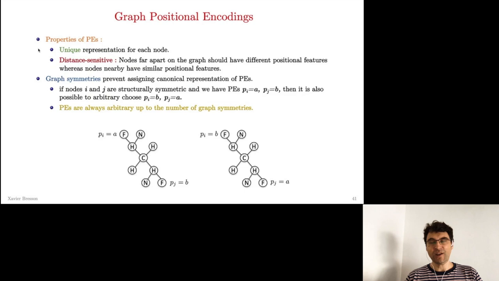So let's say I come back to my molecular graph here. This fluorine atom and this fluorine atom here, they are structurally symmetric. Okay. So if you decide to assign a positional encoding of A for this node and positional encoding of B for this node, actually it's completely arbitrary. You can decide to switch them. So it can be B here and A here. It's not going to change anything. So positional encodings are always arbitrary up to the number of graph symmetries.